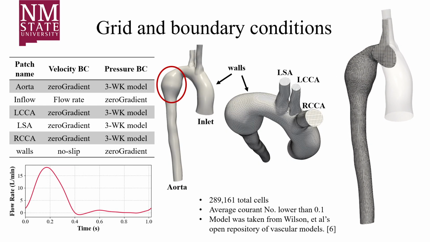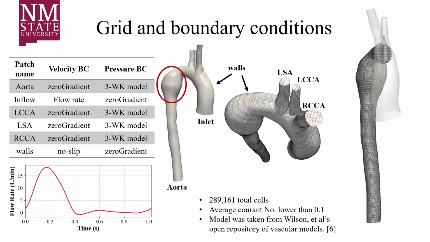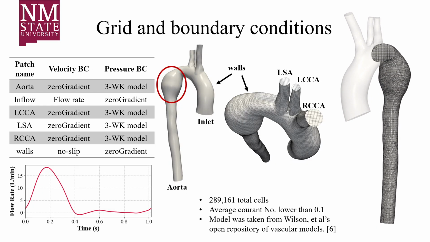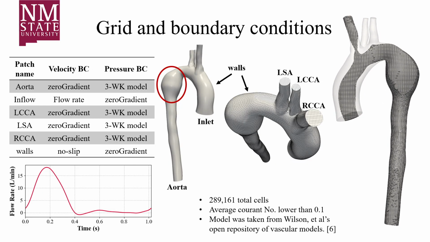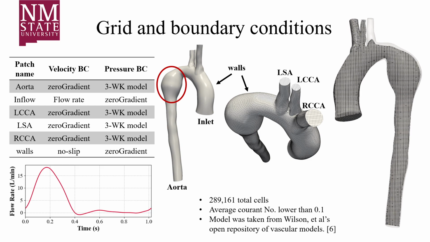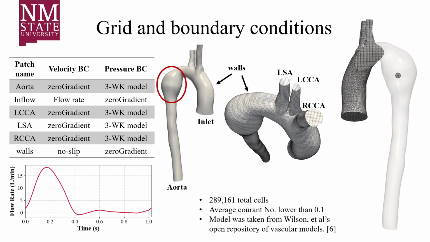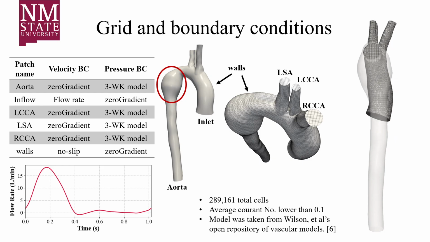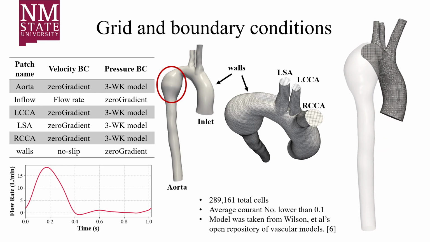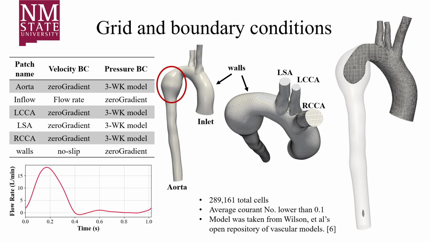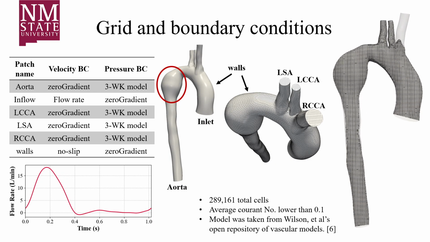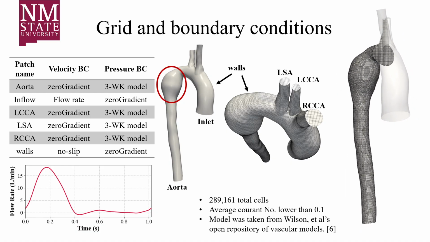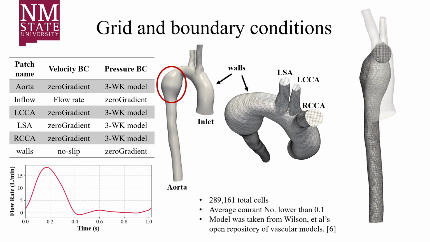Now let's talk about the model, its grid, and the boundary conditions. This model was taken from Whitson et al.'s Open Repository of Vascular Models, and it belongs to a 70-year-old patient of Marfan syndrome. You can see the aneurysm highlighted by the red region. The meshing was done with snappyHexMesh for a total of about 300,000 cells, achieving an overall Courant number lower than 0.1. Of course, my delta T was very low. It was 0.000005 seconds. But I only simulated 1.02 seconds, as shown by the flow rate on the bottom left.